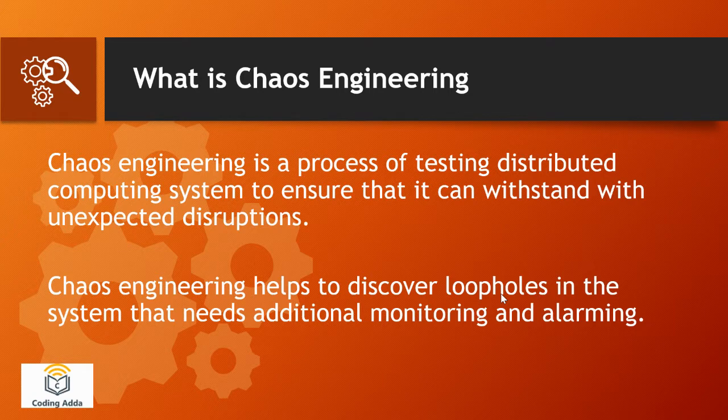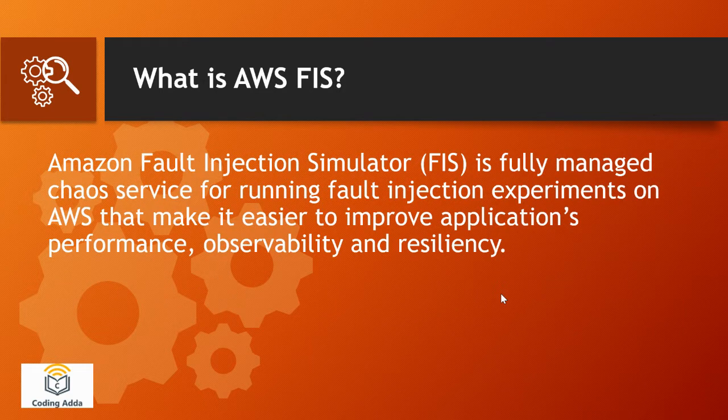So basically chaos engineering helps us to discover any loopholes in our applications, so that the system may need some additional monitoring and alarming to see why that system is not behaving in the actual state it has to be, right? So let's go ahead and jump onto this AWS FIS.